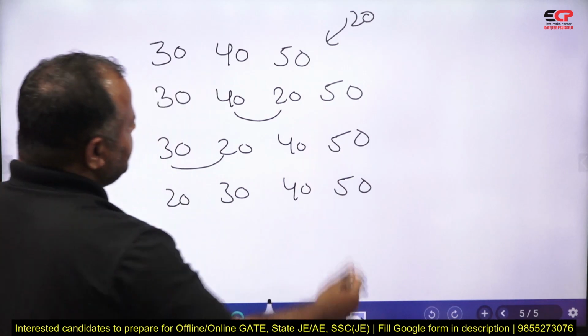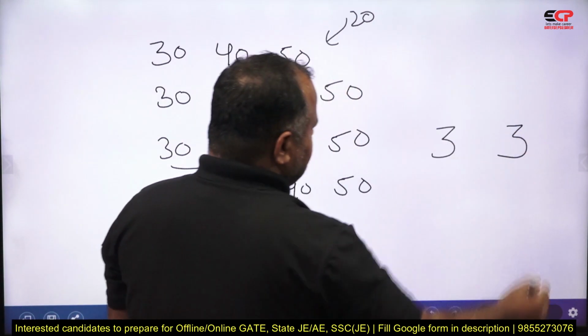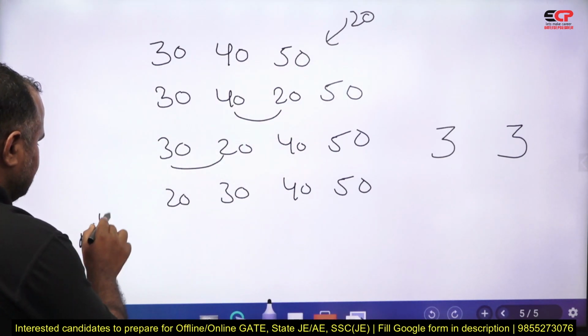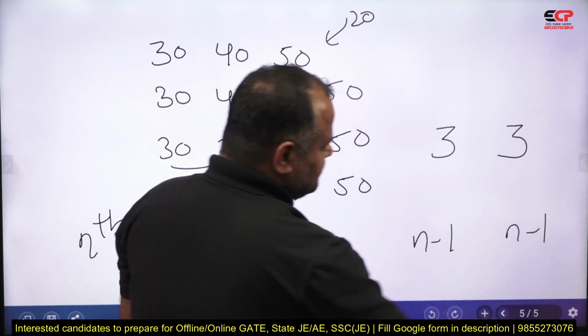Fine. So how many comparisons? 3 comparisons and 3 swaps. Fine. In this way, if I talk about the nth element, how many comparisons? n minus 1 comparisons and n minus 1 swaps.